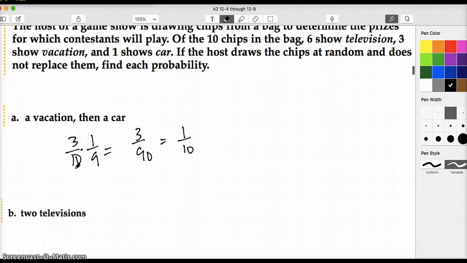Therefore, we're looking at 3 out of 90, or 1 out of 30, would be the probability of the vacation and a car. 2 televisions would be 6 out of 10 because there's six that show the word television. And then if we take 1 out, there would be only 9 chips left in all, and there would only be 5 of the 6 television chips left, and therefore we would get 30 out of 90, which reduces to 1/3.